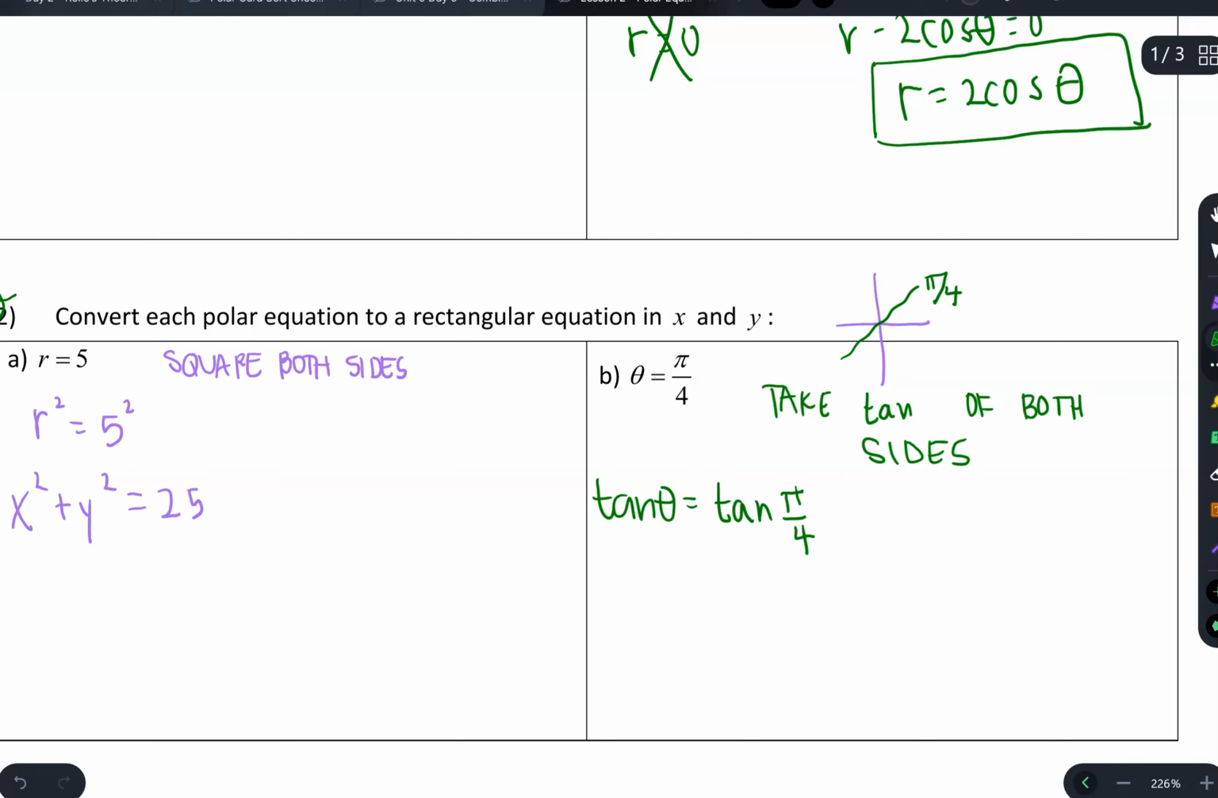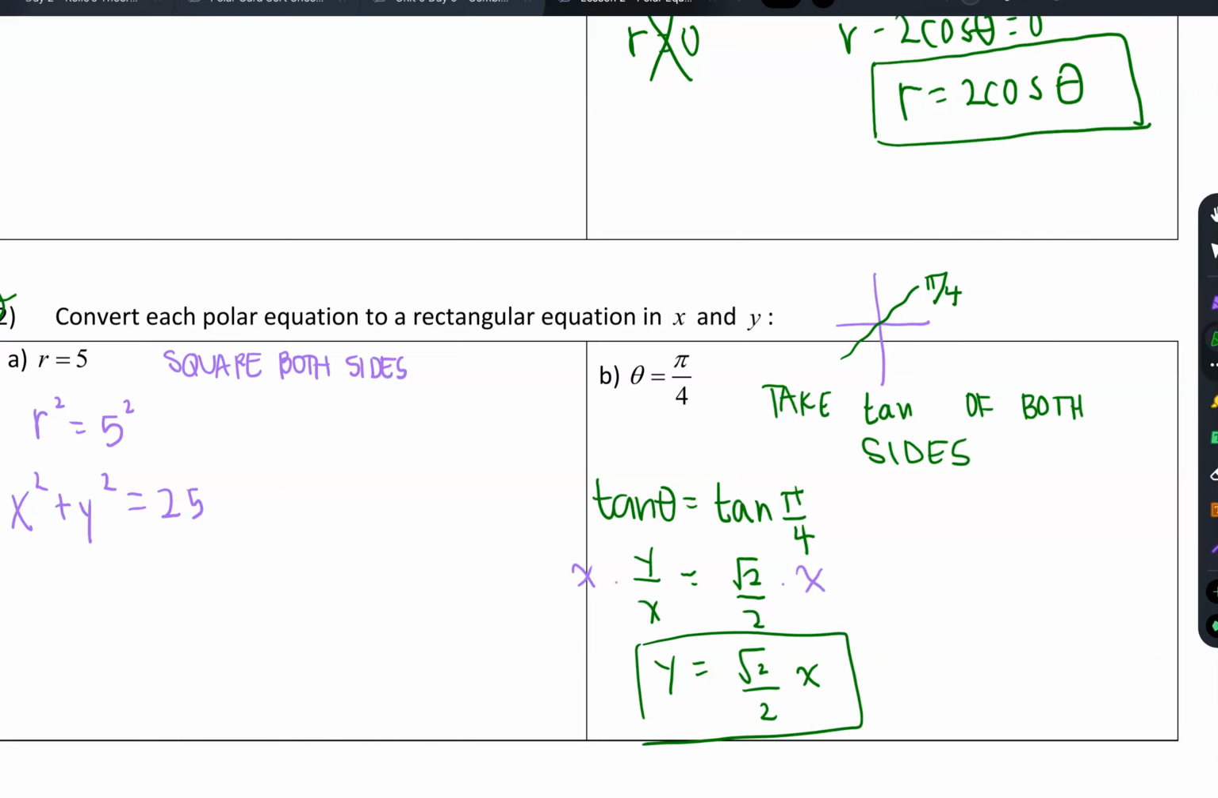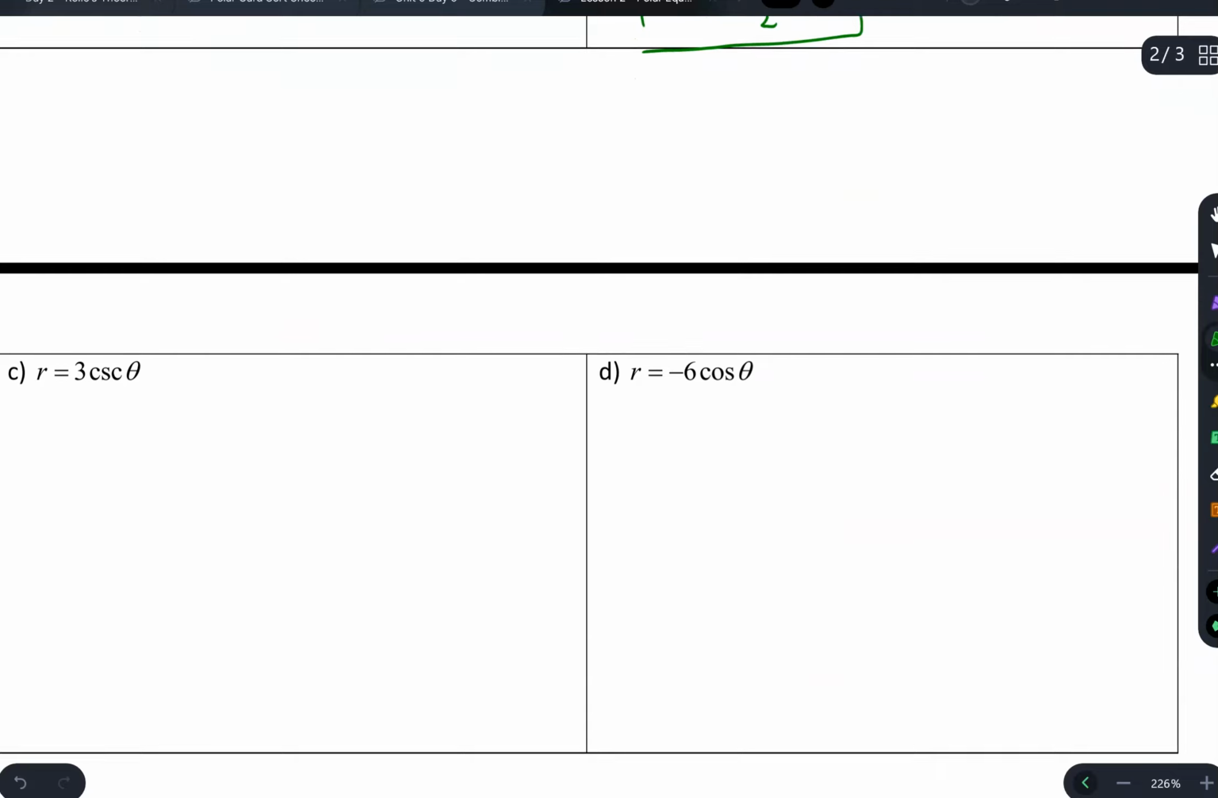So tangent of theta is y over x. Tangent of pi over 4 is square root of 2 over 2. So now if you put it as a straight line, multiply both sides by x, right? So you're going to end up with y equals square root of 2 over 2 times x. Good? All right, y'all try the next one for me.